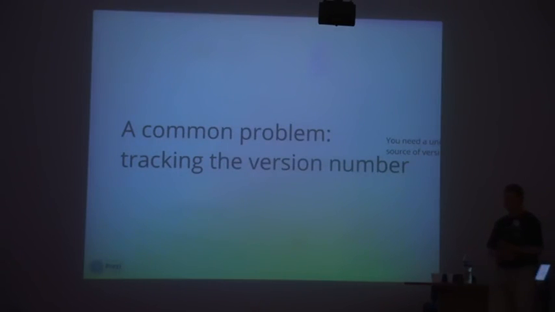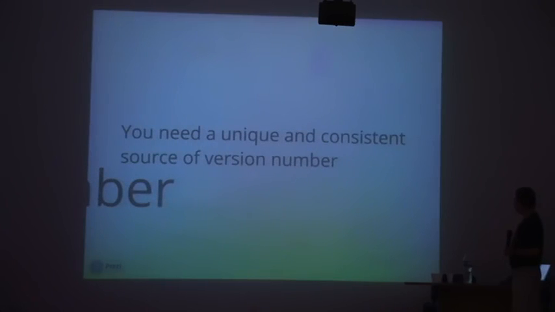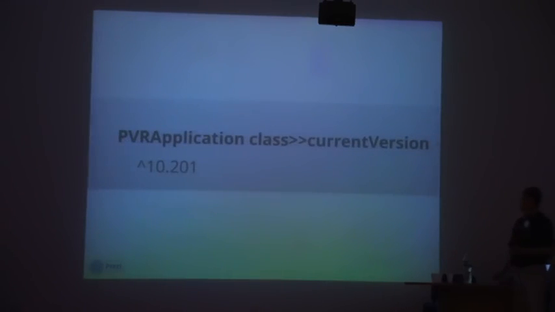Speaking about versions, there is a common problem when working with saving and retrieving models, and it's to have a reliable source of the version number of your system. We have a simple solution for VR, and it is to have one place where the current version is in one method in our code in one of the root classes.